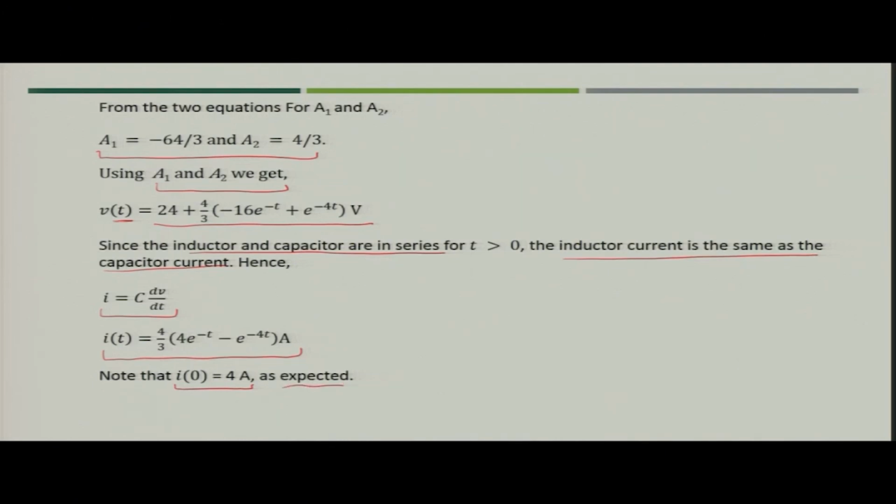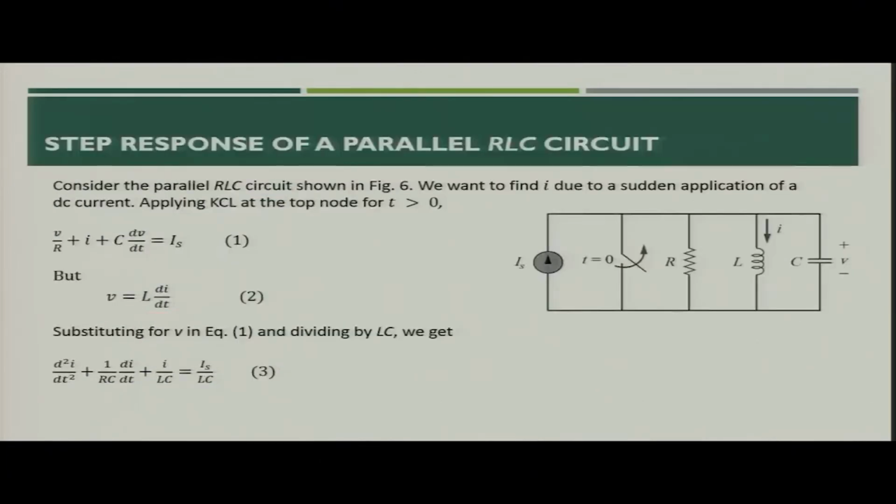So, in this way you can calculate the value of the unknowns, that is A1 and A2, with the help of initial values, that is inductor current and capacitor voltage. Now, let us move on to the second case, that is the step response for a parallel RLC circuit.